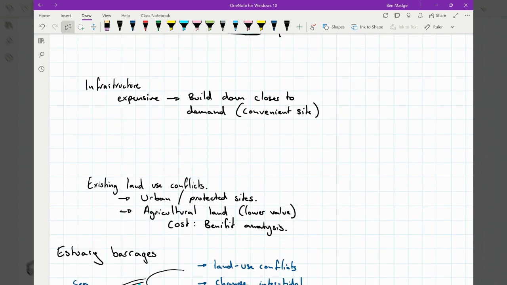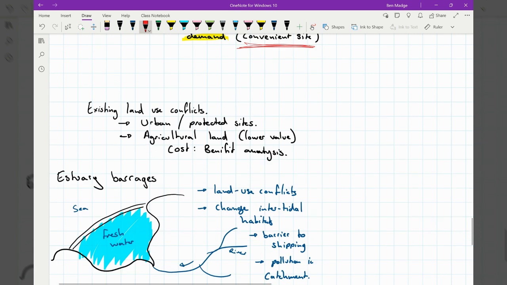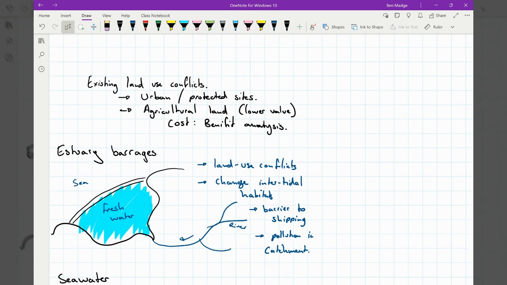And then we've got infrastructure. So it can be expensive to build all the pipe work and water treatment works and to pump water long distances. So sometimes it's actually better to build the dam close to demand. So find a convenient site as opposed to the perfect one for building a reservoir. So it might be a bit smaller or a little bit more expensive, but it pays off in the long run. And then we also have existing land use conflicts.